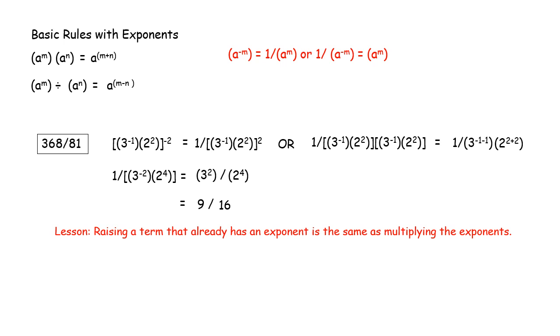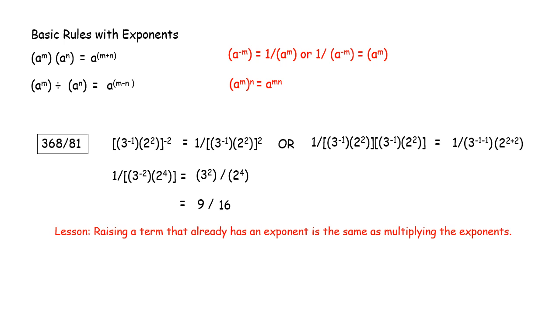Here's another thing to note: when you raise a term that already has an exponent to another exponent, it's the same as multiplying the exponents. So let's add this to our basic rules for working with exponents. We know that when we have a base a raised to the mth power, both base and exponent raised to another exponent, it's the same as multiplying the exponents together.